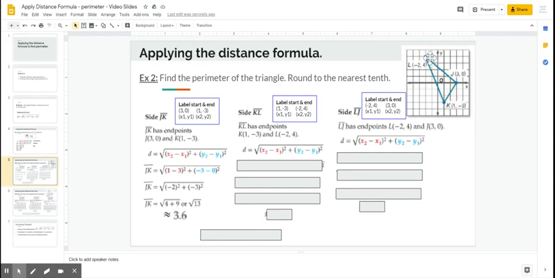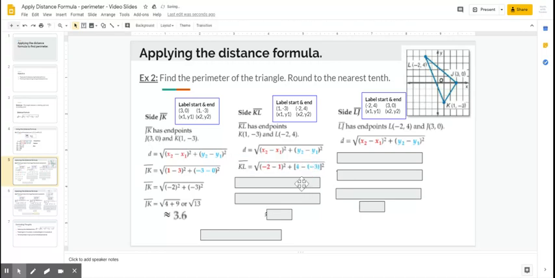Alright, and next let's look at the side KL. So KL is here. Alright, so our first point, which is K, is 1, negative 3. Our second point, which is L, is negative 2, 4. And we can plug in our points. So x1, y1, x2, y2. And let's plug in.